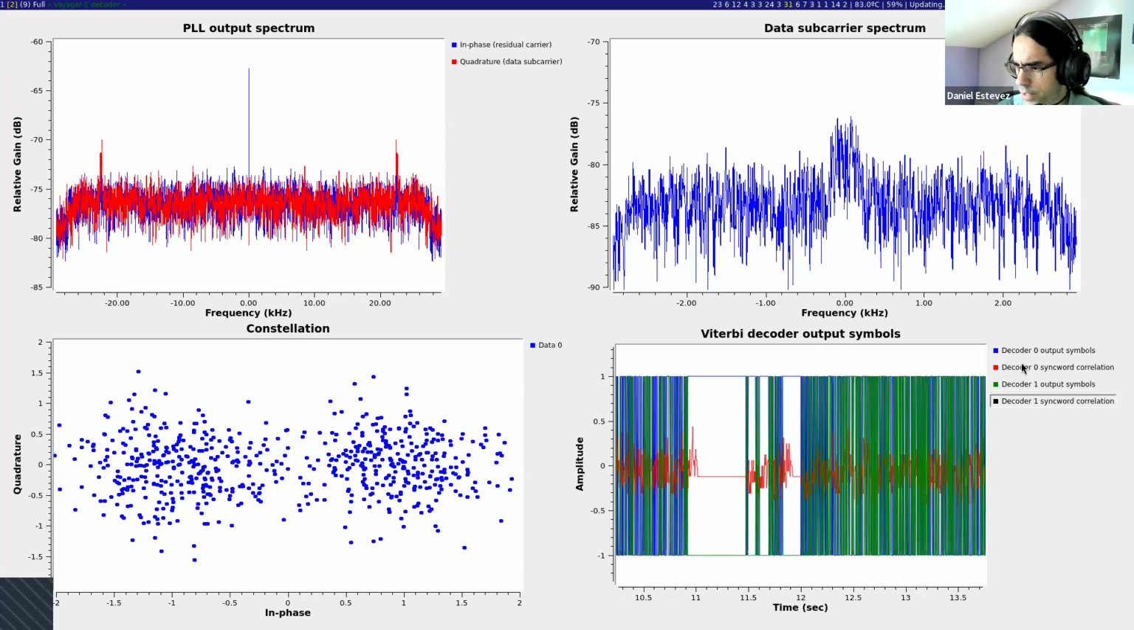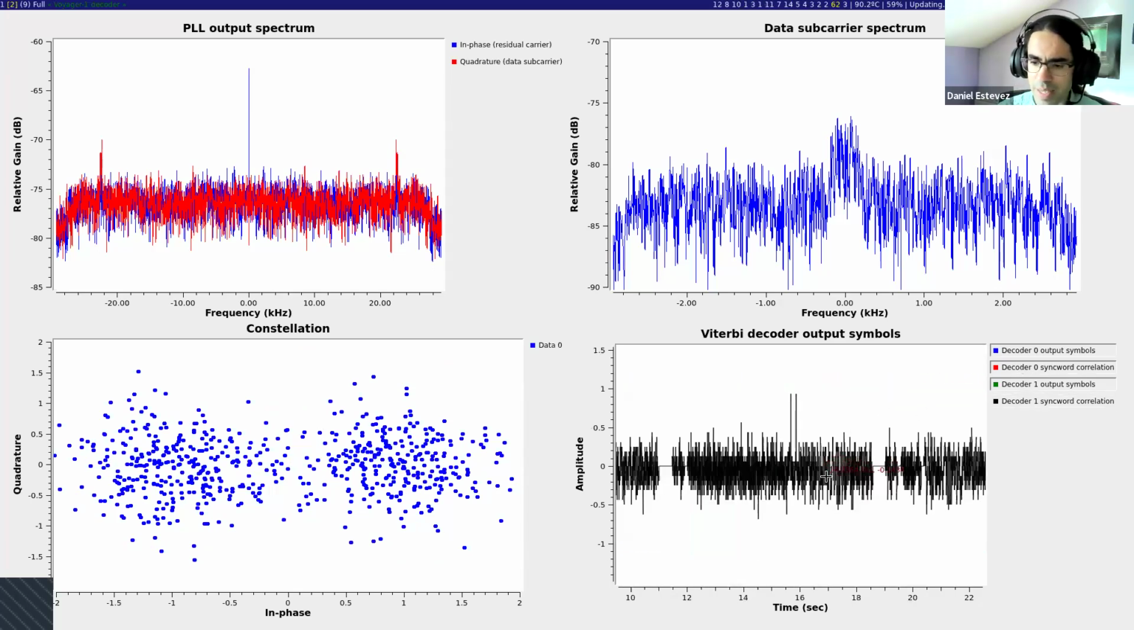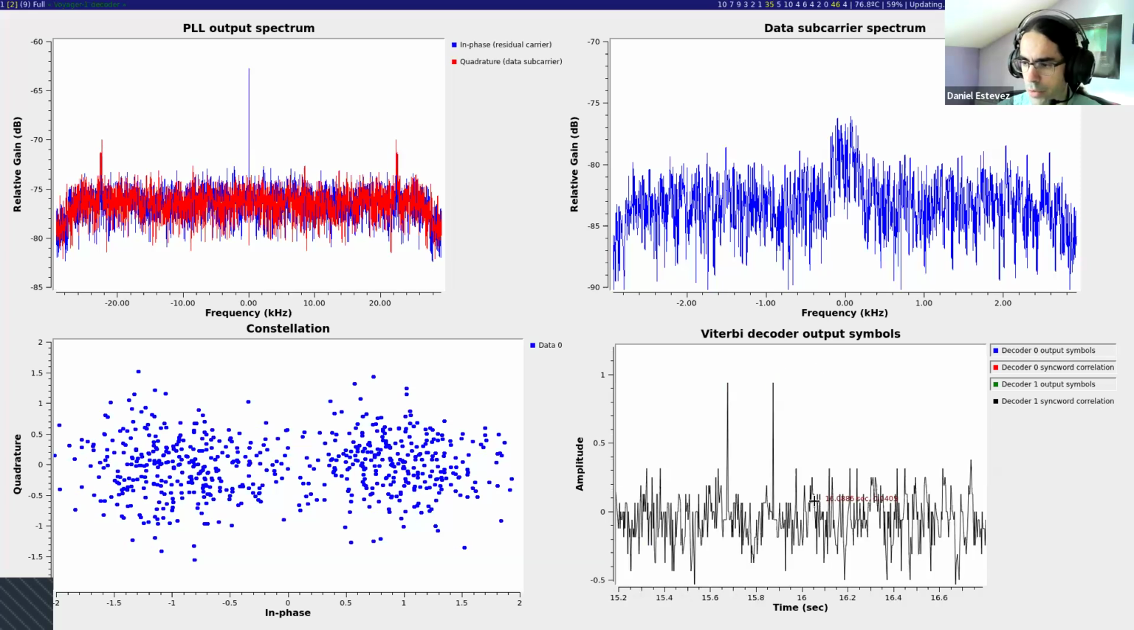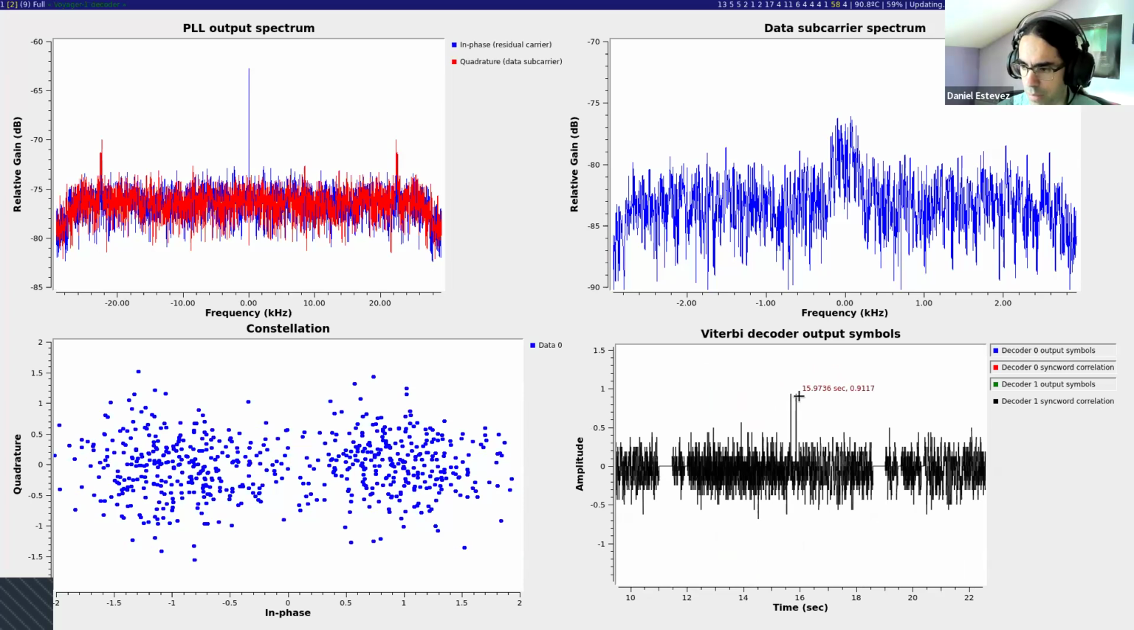There is something else, which is a synchronization word. Let me show you the plot. At the beginning of each data frame, there is a specific sequence of bits that tells the receiver, hey, this is the beginning of a data frame. We can do a correlation to try to find that sequence. Whenever there is a peak in the correlation, that means the sequence has appeared. So here is a correlation peak. That means here is the beginning of a frame.